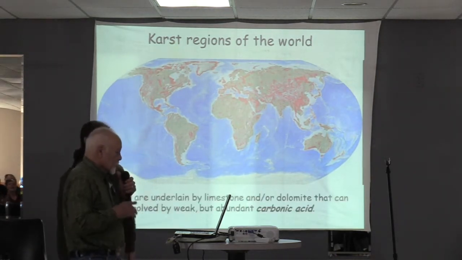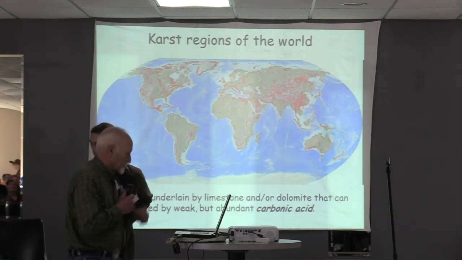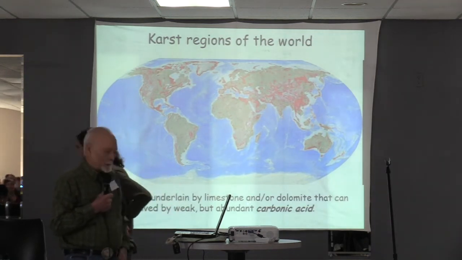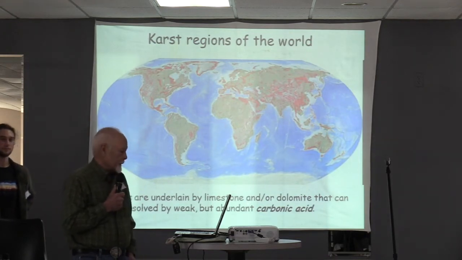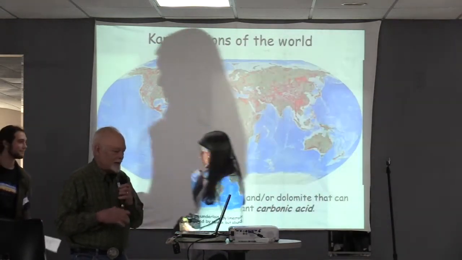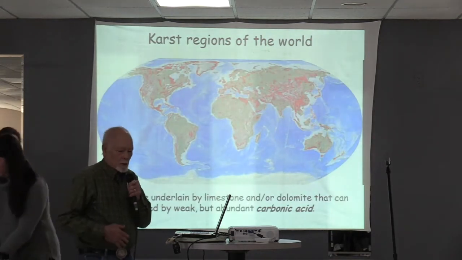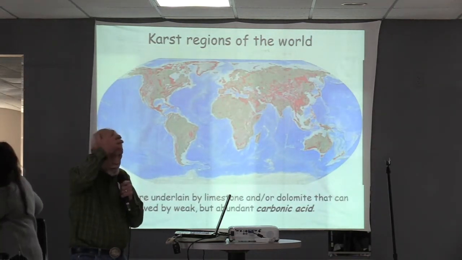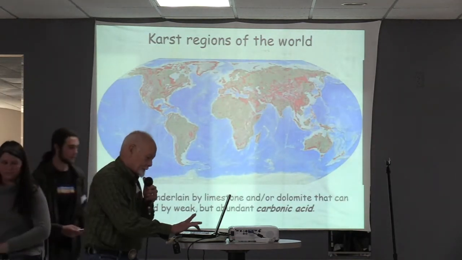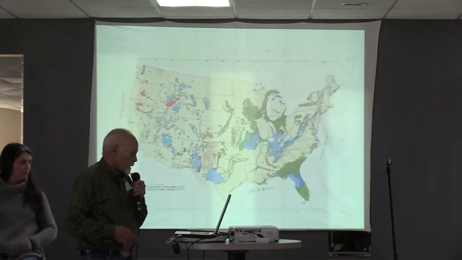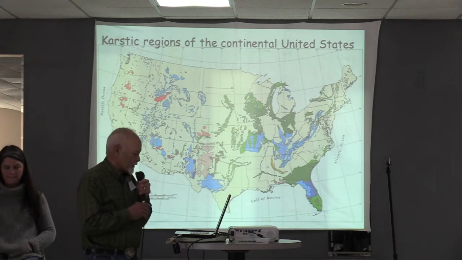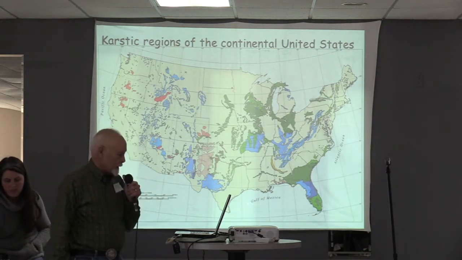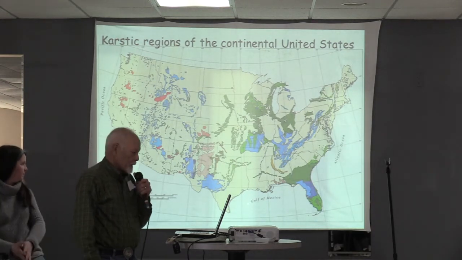These areas are basically underlain by limestone and/or dolomite, which are carbonates, and can be dissolved by the weak acid called carbonic acid, which there's a lot of. All of the colored areas on this map are karstic areas. You'll notice that Florida is intensely karstic.